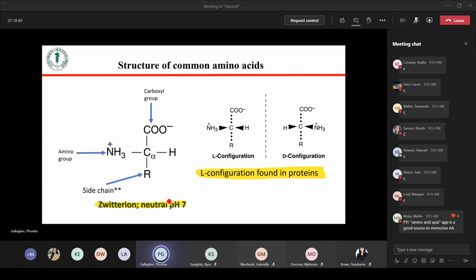So this is just saying the same thing, but know that it is the L configuration. You don't have to know these at all. Just associate L configuration with proteins.